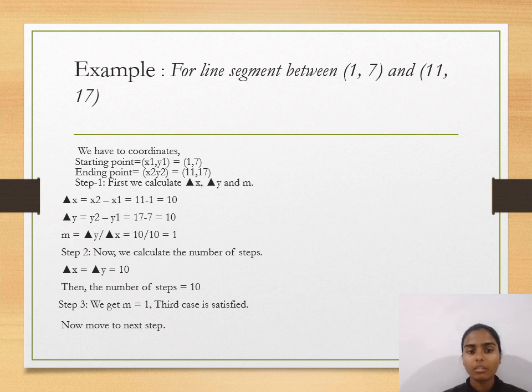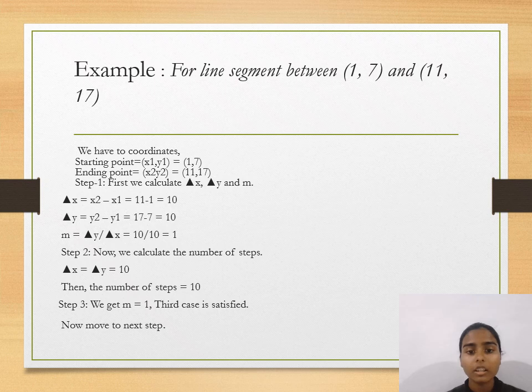Now we have found the values of delta x and delta y. The value of delta x is 10 and the value of delta y is 10. Now we have to find the slope. We put the values of delta y and delta x in the formula of slope, and we get the answer 1. Now the slope is 1.